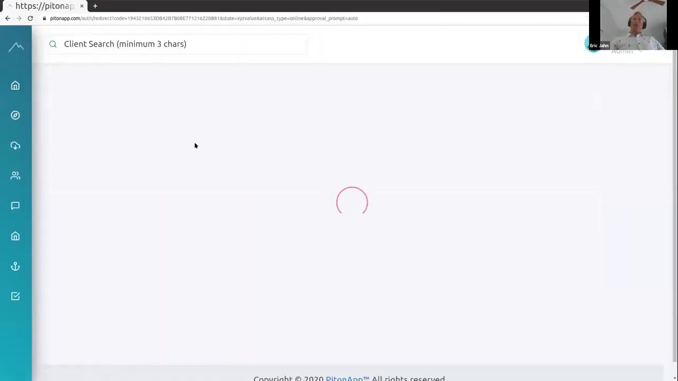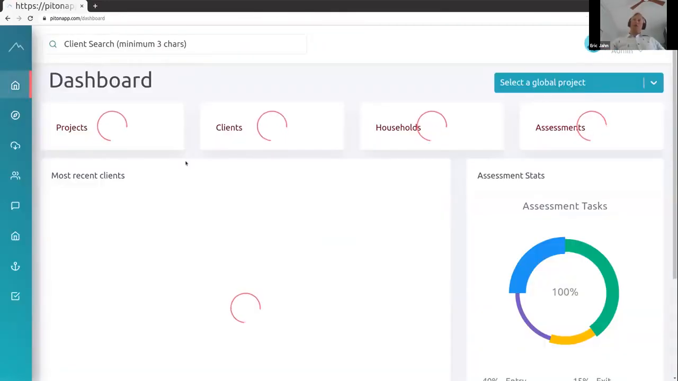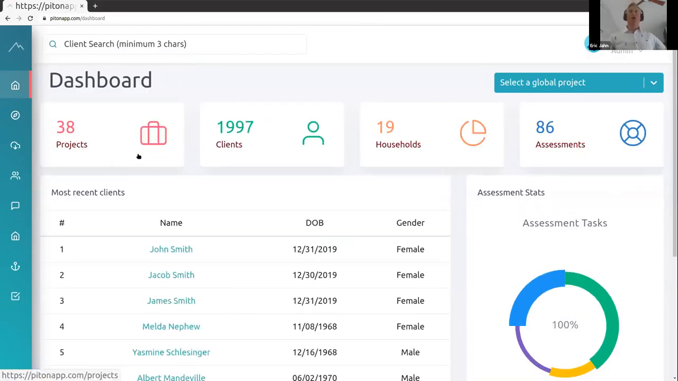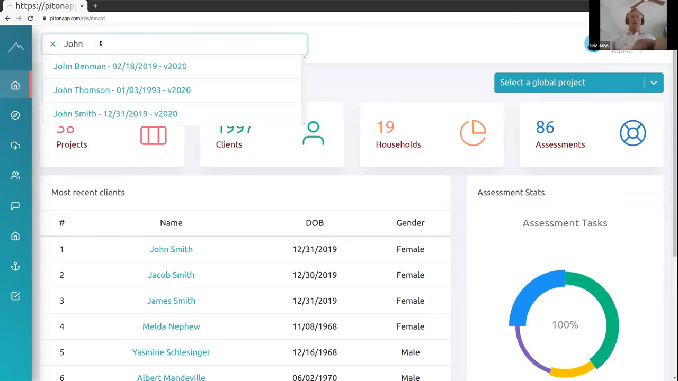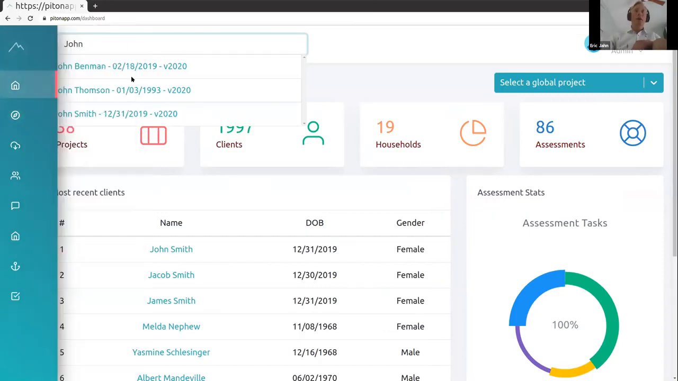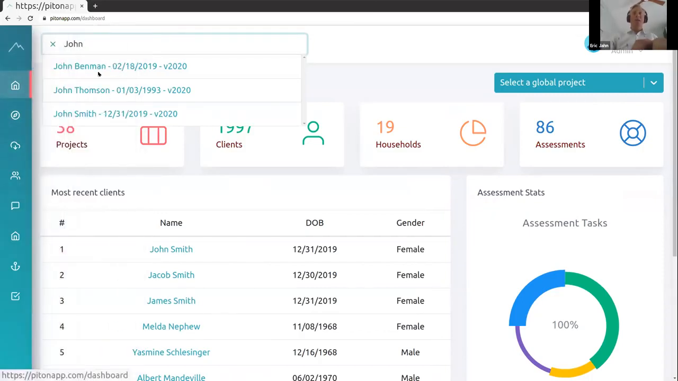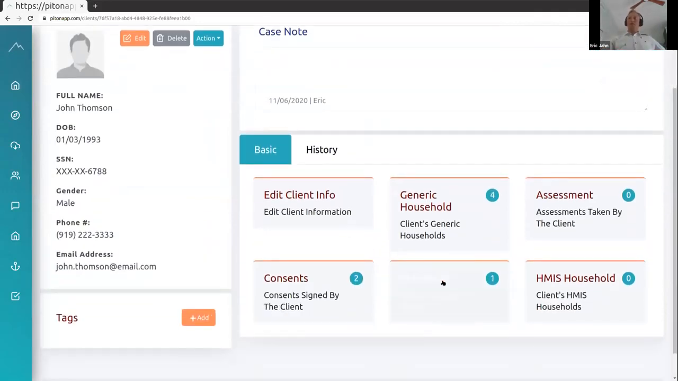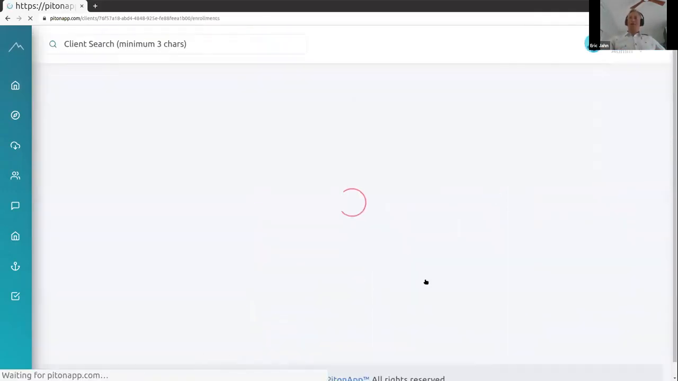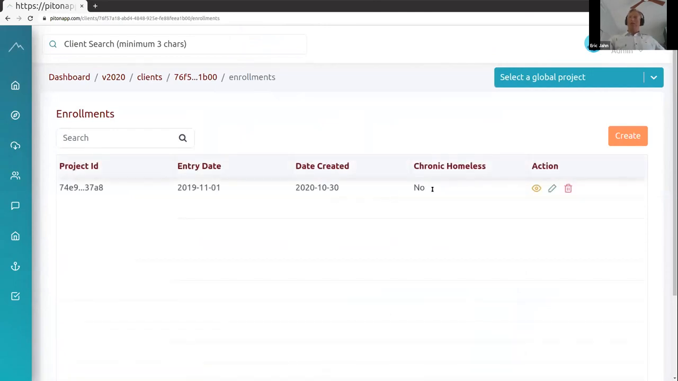We log in. Now, pretend we're a fictitious caseworker doing an intake on John Thompson. He walks into the emergency shelter in New York City. They collect some personal identifying information on him, and they find his record. And they look at an old enrollment that already exists for John. And you can see that he currently isn't designated as chronically homeless. It's a calculated field. You can't just set it directly.